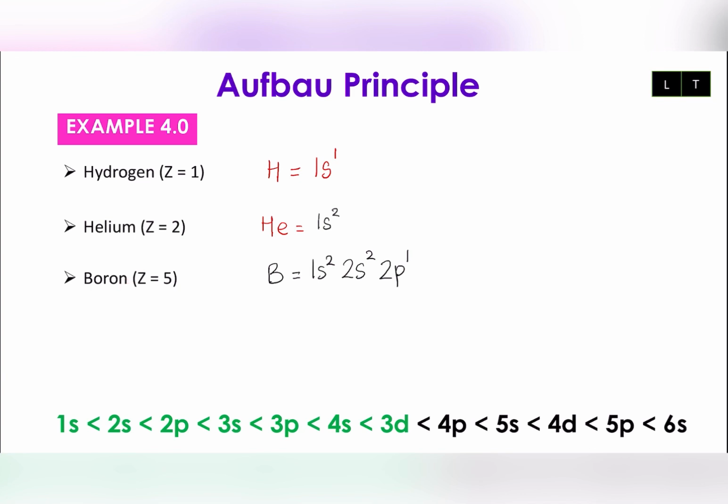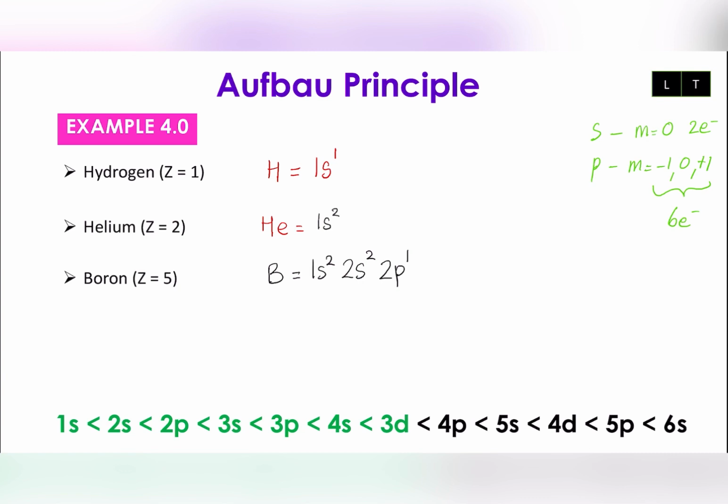Settled for boron. If you want to know how many electrons your orbital can hold or accommodate, I'm going to give you a tip. For the s orbital, we have one orientation, m equals 0, so the maximum is 2 electrons. For the p orbital, we have m with -1, 0 and +1, so we have 3 orientations. Each orientation can hold 2 electrons, so the maximum for the p orbital is 6 electrons.